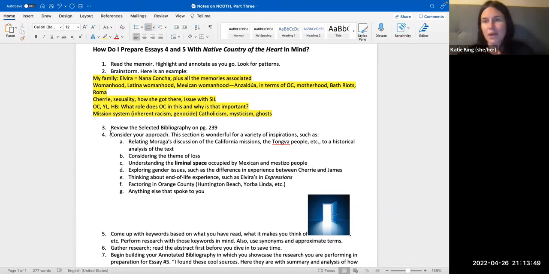And so thinking about that, we always have to ask ourselves, why is she talking about this in this chapter? What larger ideas from this memoir is it touching upon? And we can perform a historical analysis of that. If you like doing historical research and finding out about history, that's a great place to start.